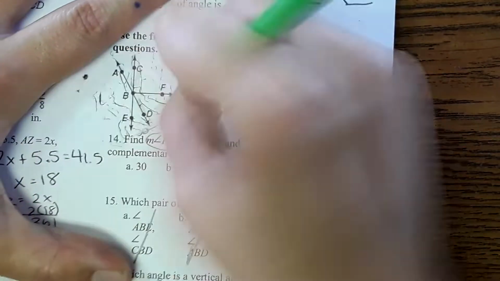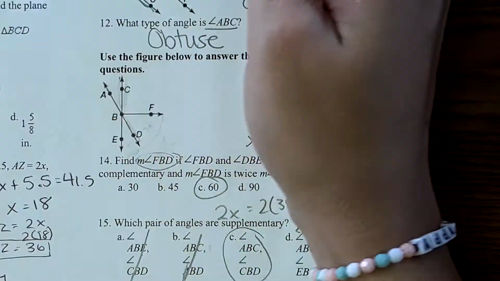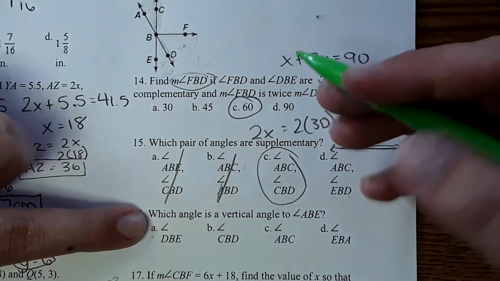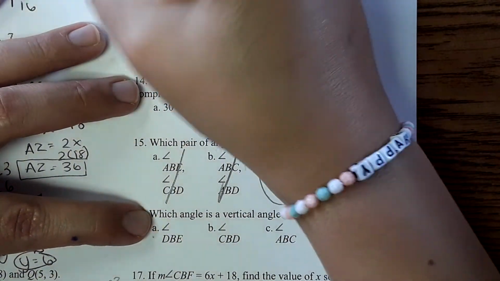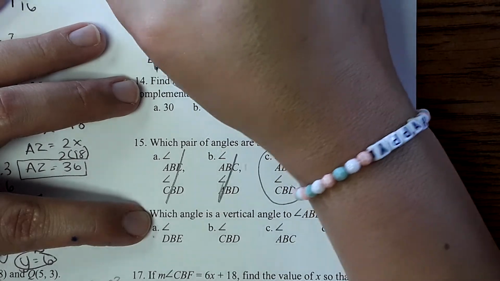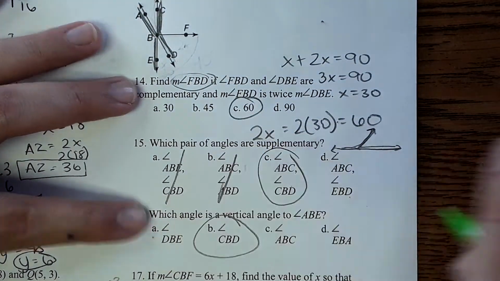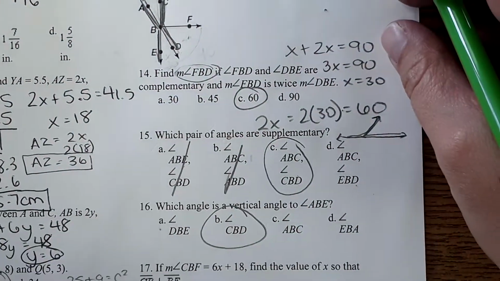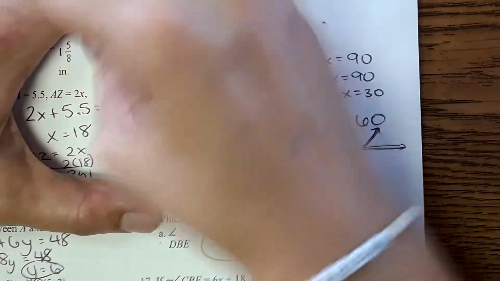I'm going to erase this so we can look at it without all the writing on it again. Which angle is vertical to ABE? ABE is right here. The vertical angle is right here. CBD is the one opposite. B. And next.